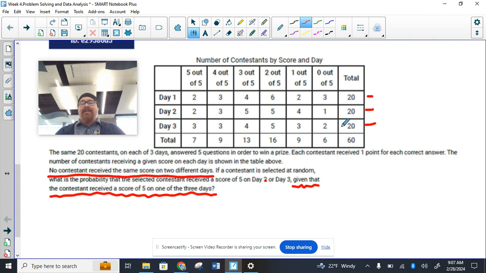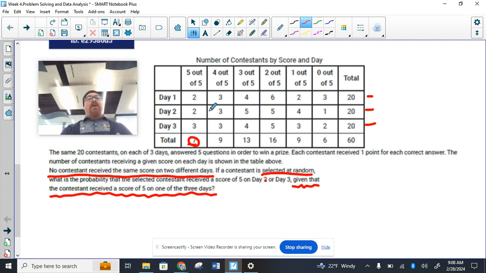So they are not selecting a student at random. Okay. It doesn't say some random student, right? It does say that here, but then it goes on to give you this condition at the end, given that the contestant received a score of 5. So then when we go to this column where we see all of the people that scored 5 out of 5, there are 7, right?